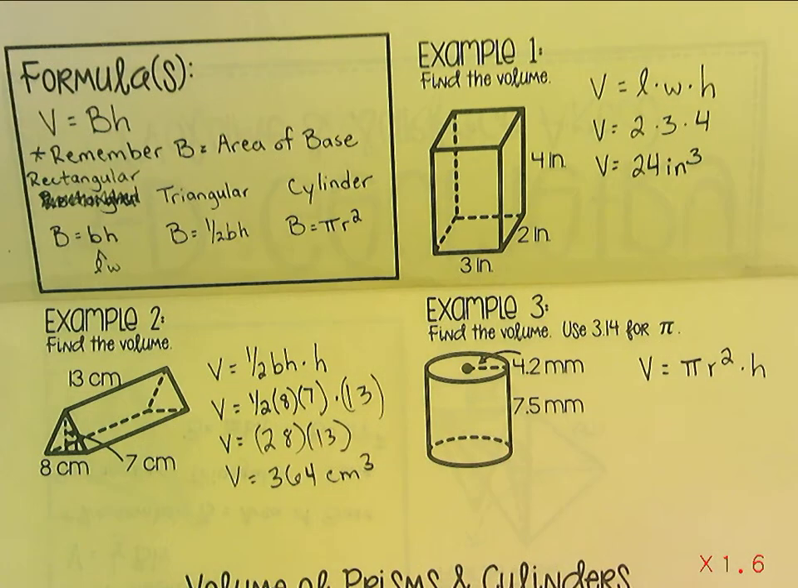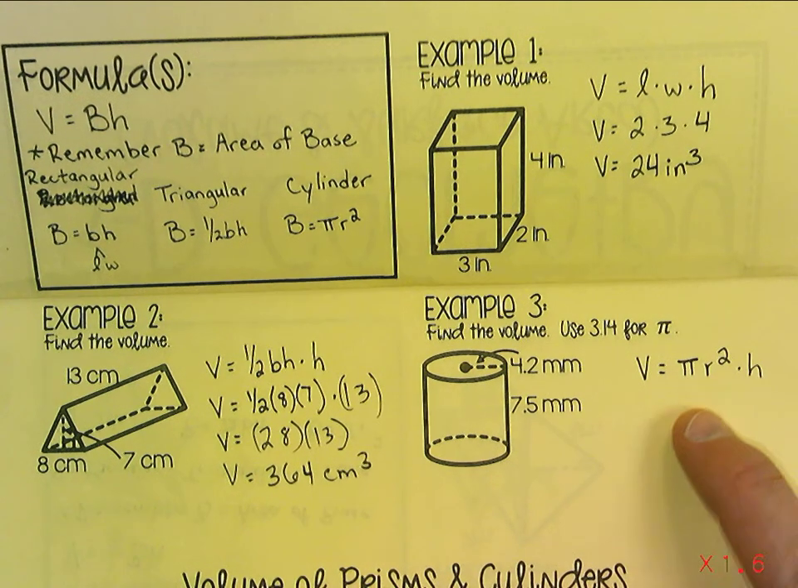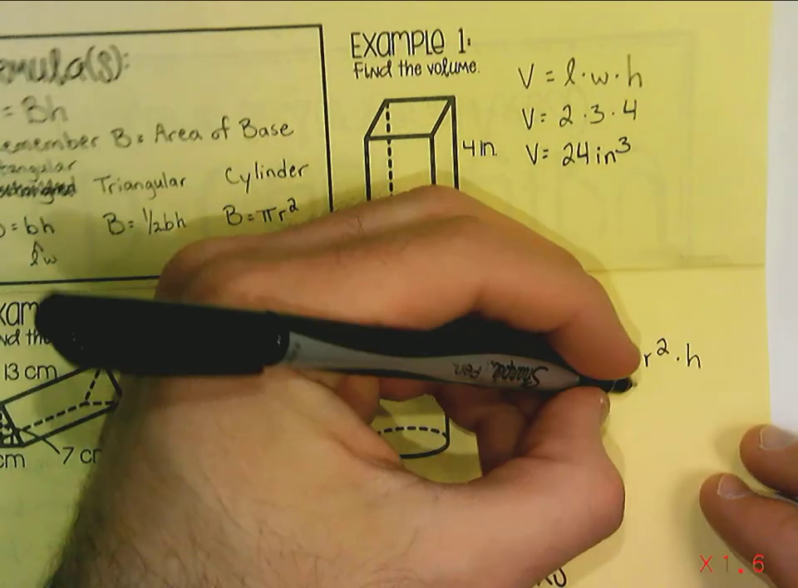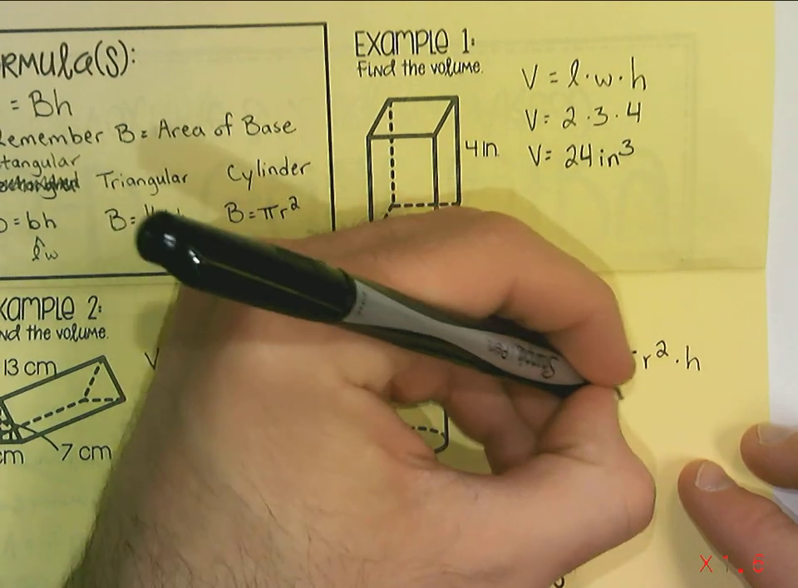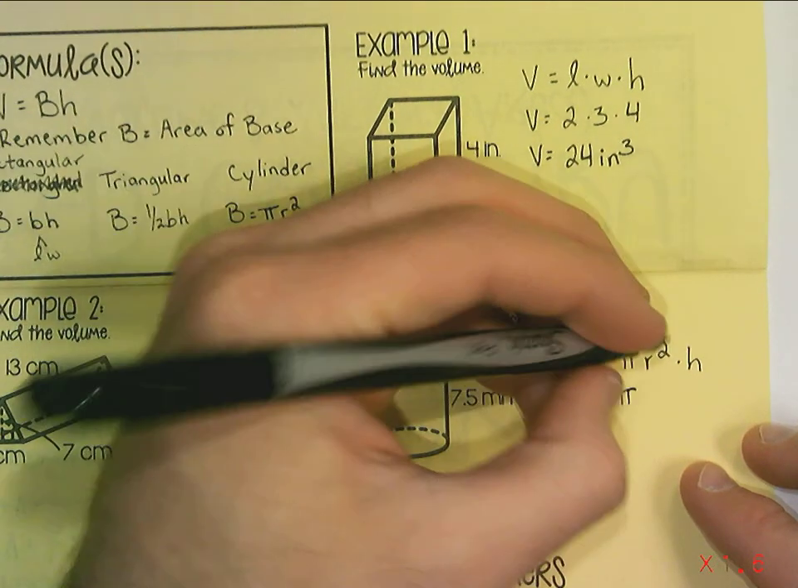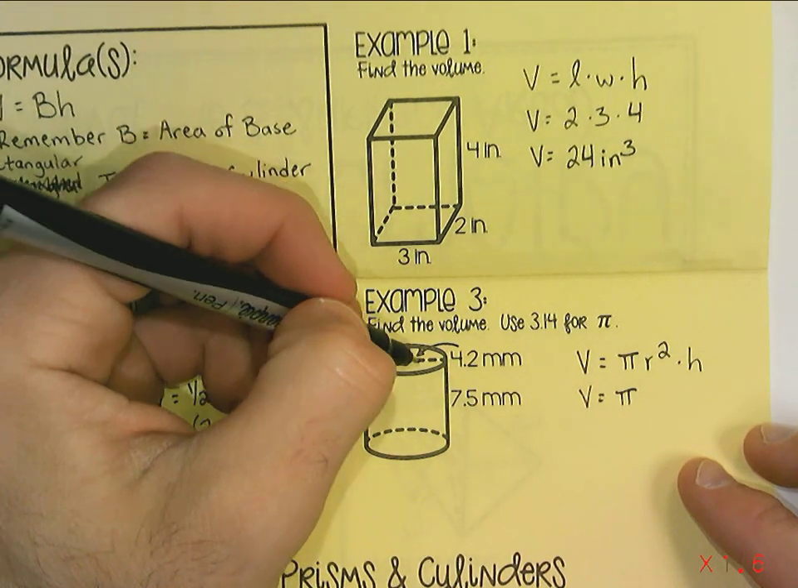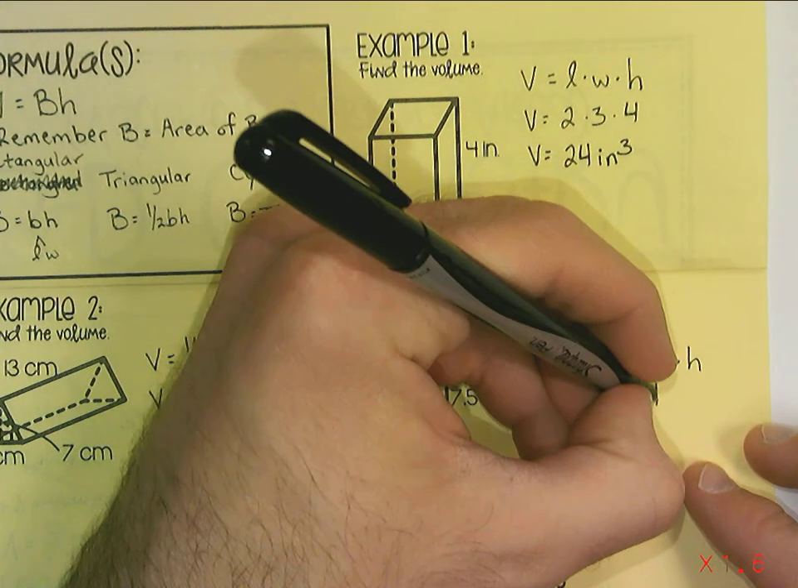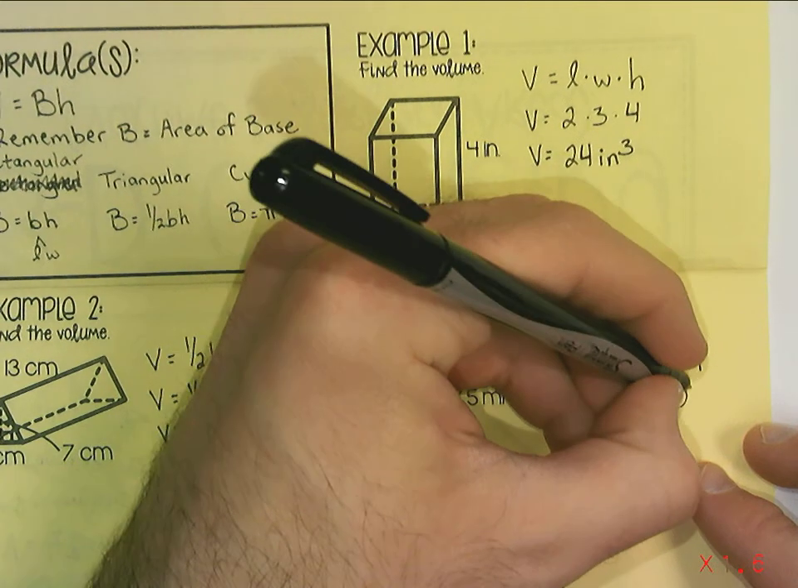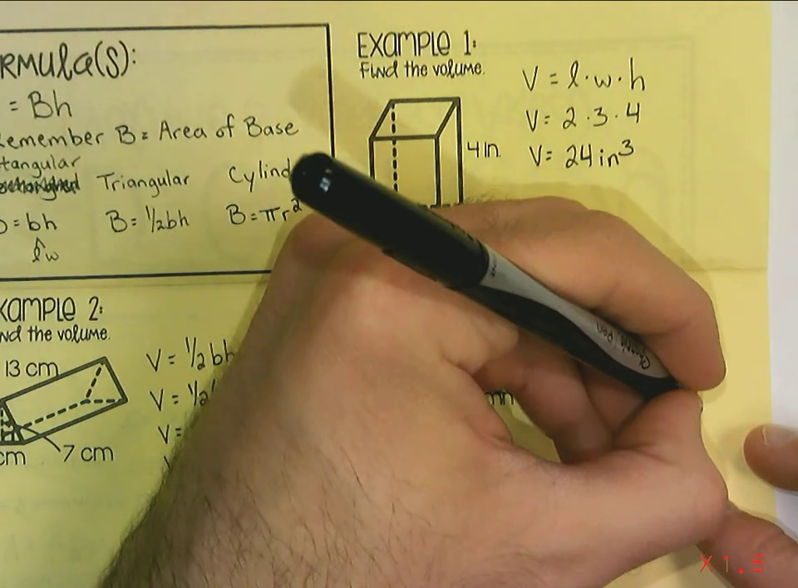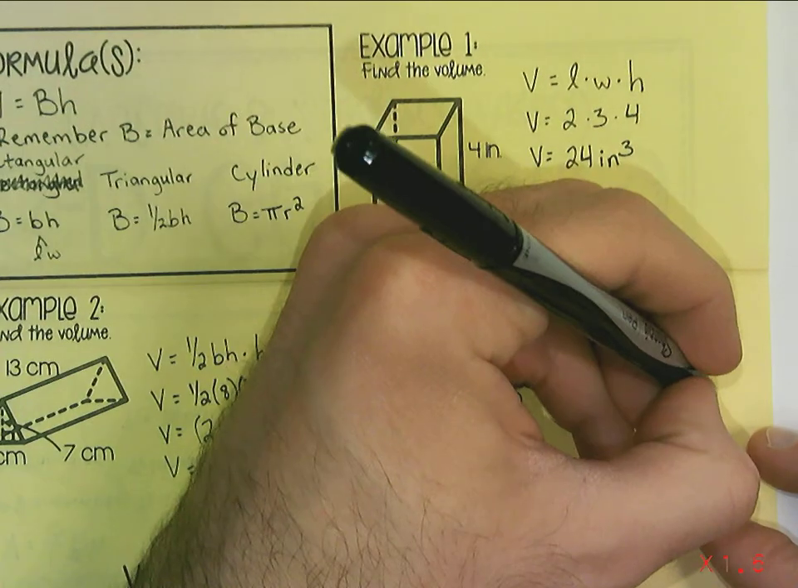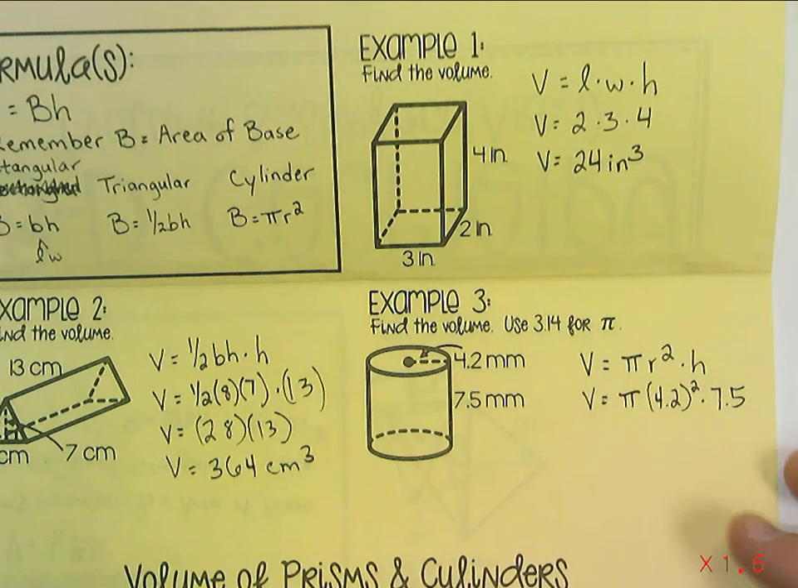And we're just going to have to fill in everything we need here. So we're going to need the radius and we're going to need the height. So V equals pi, radius squared would be 4.2 squared, and then times 7.5 since that's the height.